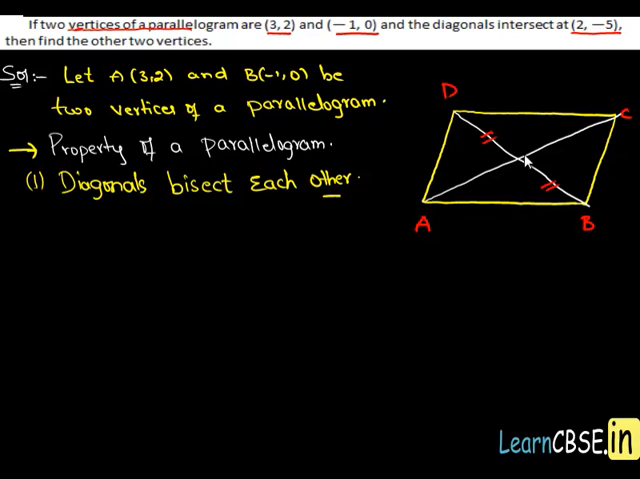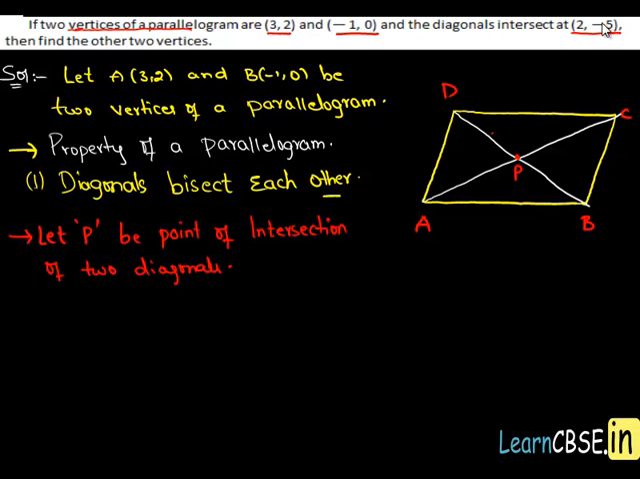Here the diagonal AC divides BD into two equal parts. Similarly, the diagonal BD divides AC into two equal parts. Therefore, we can say that the point of intersection of these diagonals is the midpoint of each diagonal. Let it be P. We are given the coordinates of the point of intersection as (2, -5). Therefore, P is (2, -5).